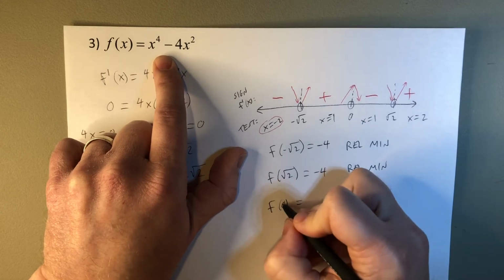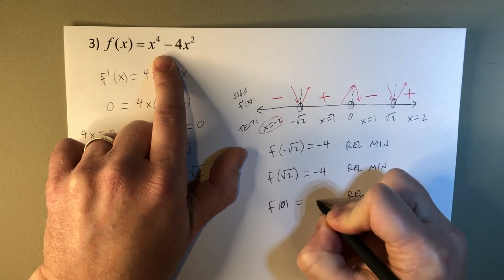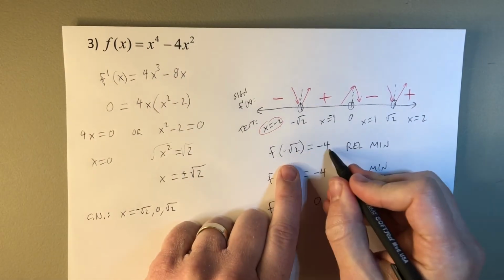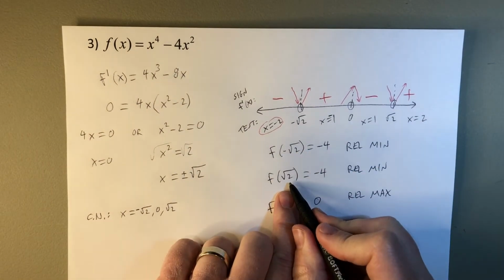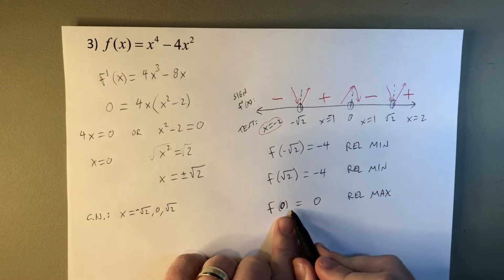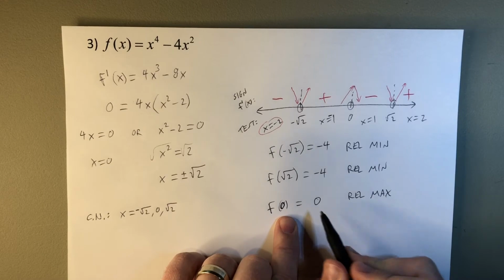Finally, if you're looking at f of 0, you would just get 0, right? So the ordered pairs would be negative radical 2, comma, negative 4, radical 2, comma, negative 4, and then the relative maximum would be at the origin, the ordered pair 0, 0.